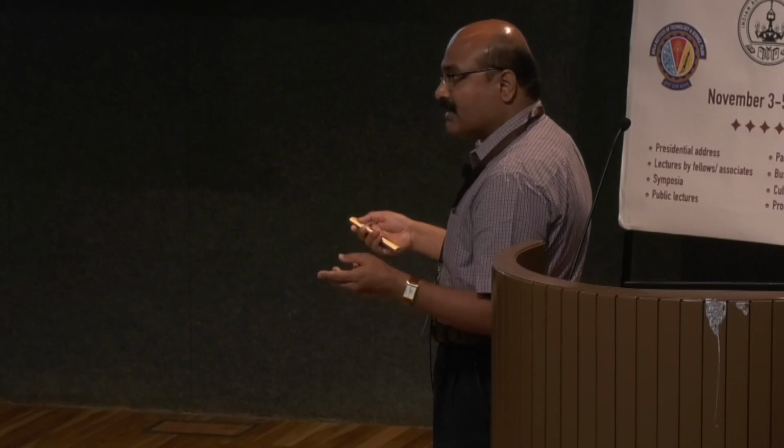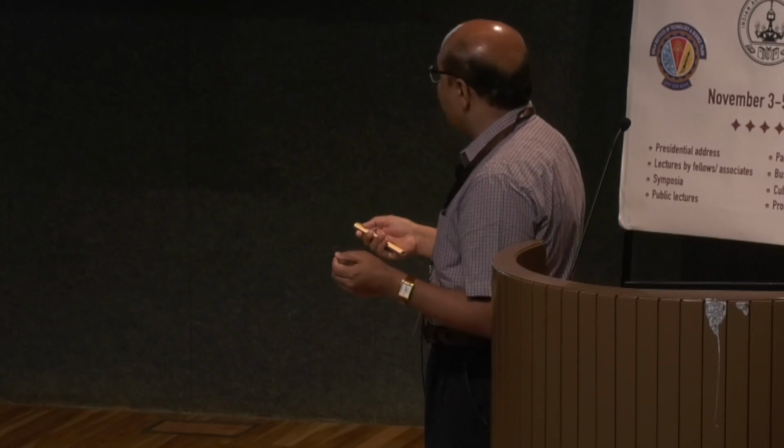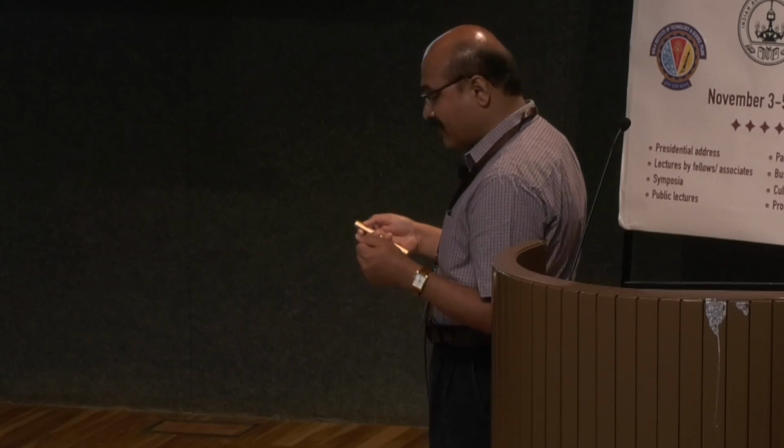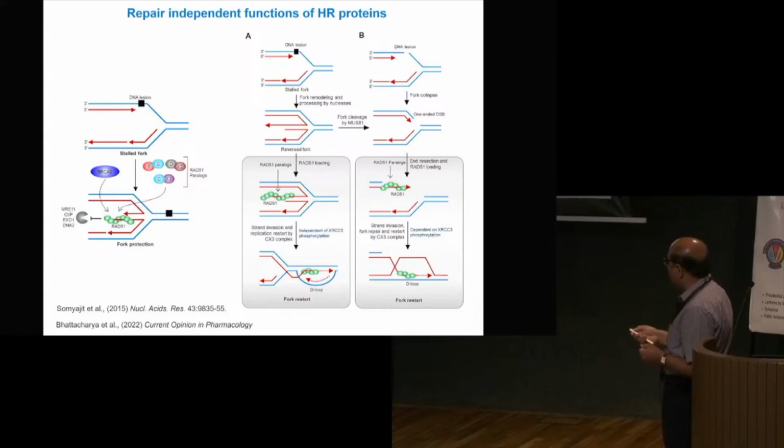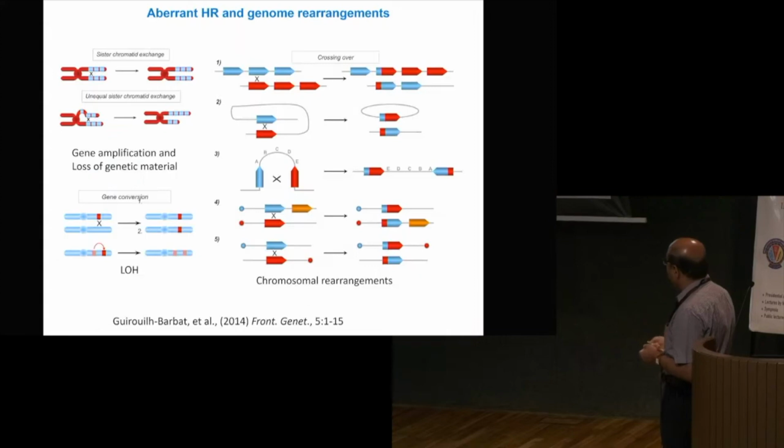The factors involved in homologous recombination are important for the repair of DSBs as well as replication problems in the genome. Basically, their activity has to be controlled and regulated. Otherwise, it can lead to various types of genome rearrangements, like gene amplification, loss of genetic information, loss of heterozygosity, and different types of chromosomal rearrangements.